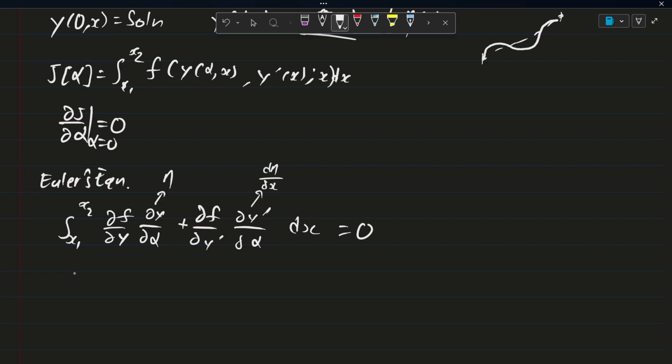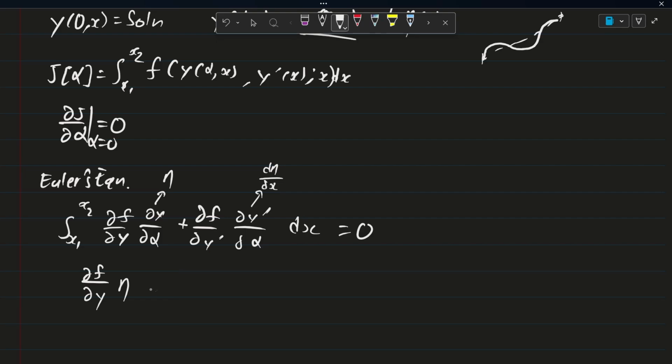This would mean that you can rewrite this as partial f over partial y times eta, plus partial f over partial y' times d eta over dx. We can see that this looks like a chain rule, so we can just use the chain rule.